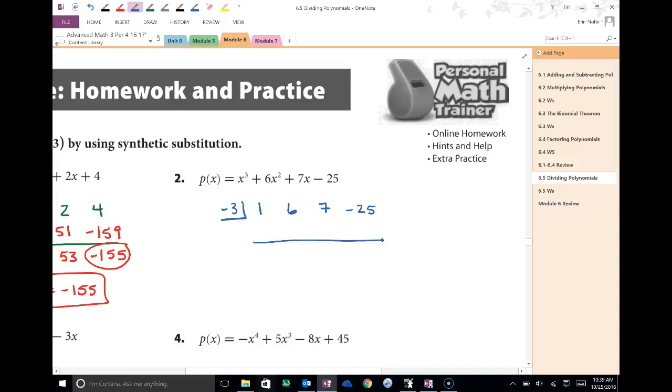So what do I do first? After I draw a line, I drop the 1. Whatever is first, I drop. So what is 1 times negative 3? Negative 3. And what's 6 plus negative 3? 3. Then I multiply: what's 3 times negative 3? And 7 plus negative 9? Negative 2 times negative 3. Negative 25 plus 6. So p of negative 3 is equal to negative 19.